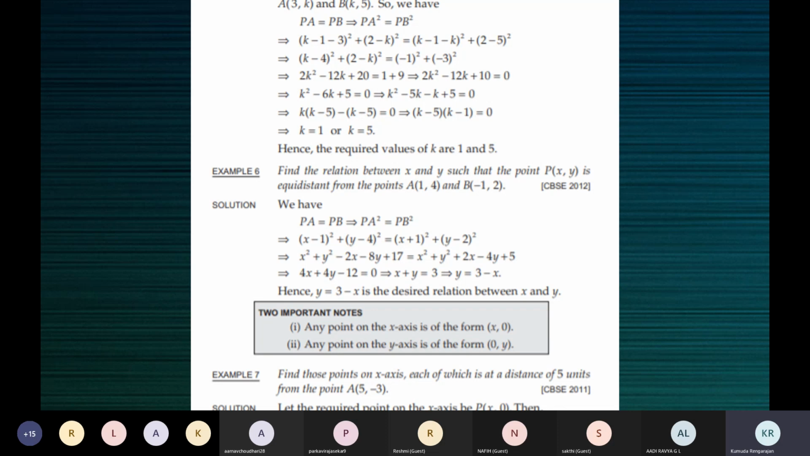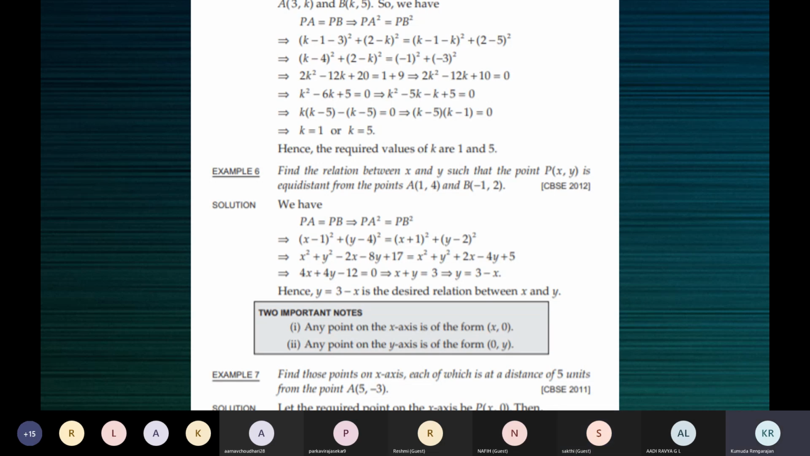And how do we write AP square, Shakti? AP square is equal to 25. Now for AP square, what will you expand? The formula: AP square is equal to (x2 minus x1) the whole square plus (y2 minus y1) the whole square. That is correct.